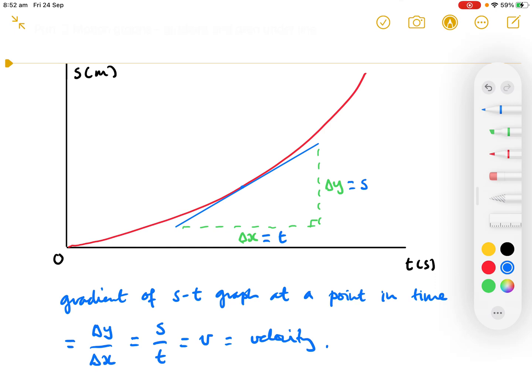So the gradient of an ST graph, a displacement time graph, gives us the velocity of the body at that point in time. Notice, of course, that if we go to a later time, the gradient has got steeper, so there would be a greater velocity. If we were to go to an earlier point in time, the gradient is less steep, so there would be a lower velocity. And that's consistent with the fact that this represents, remember, a uniform acceleration.